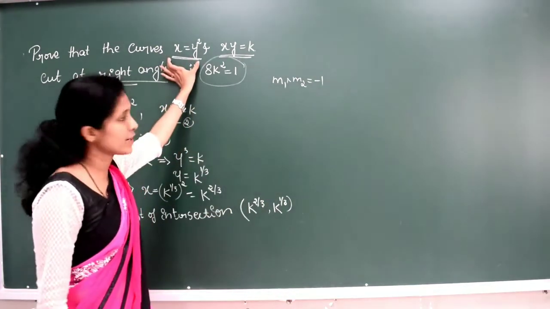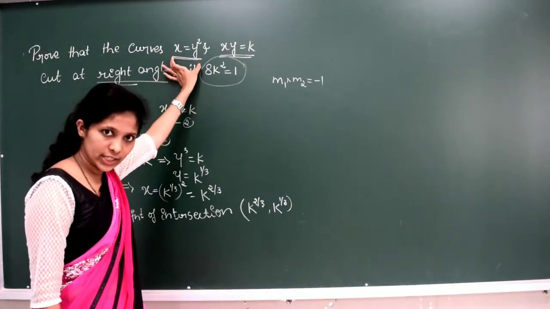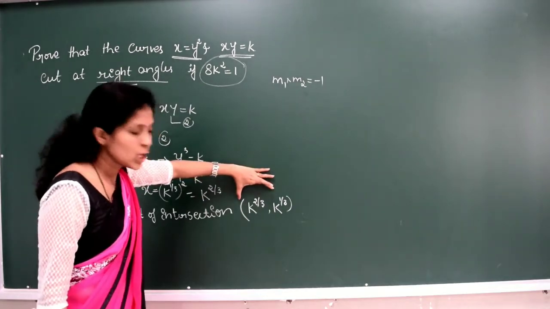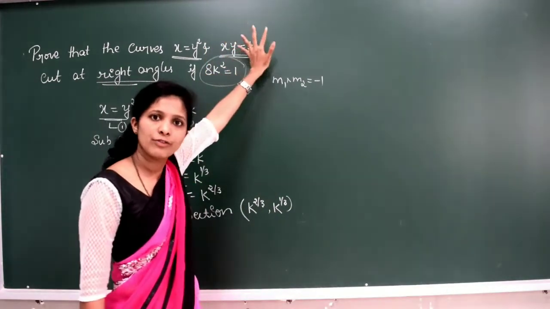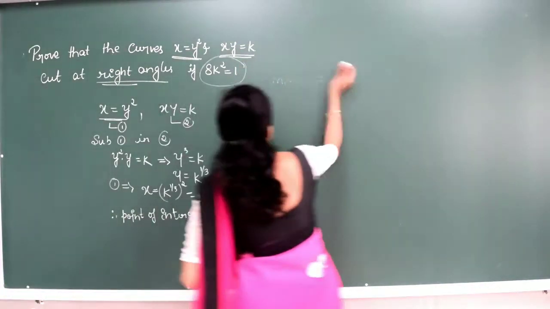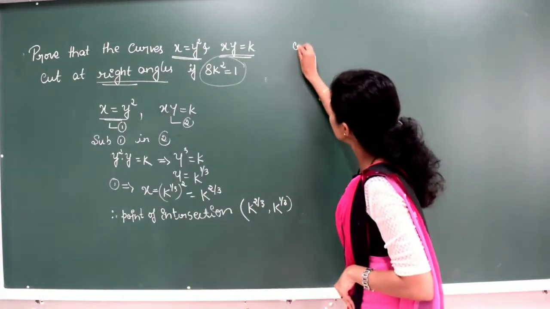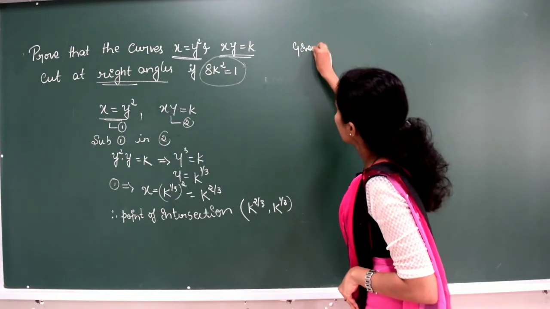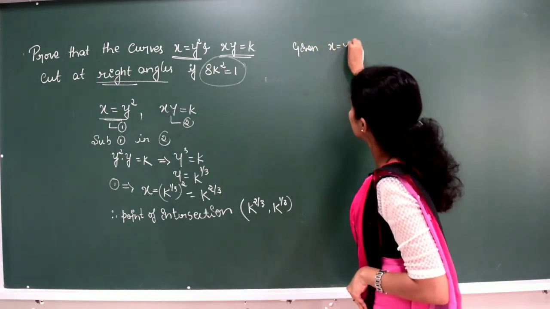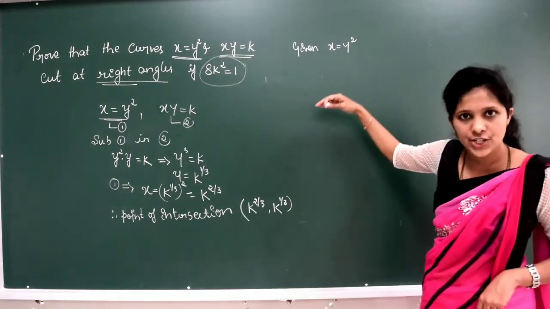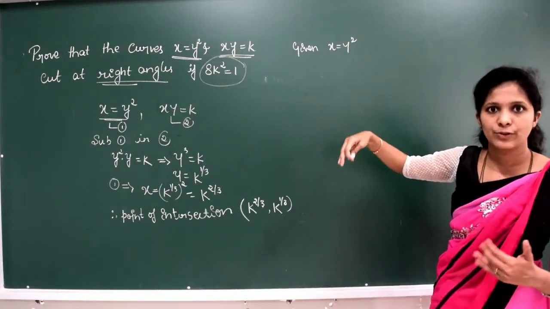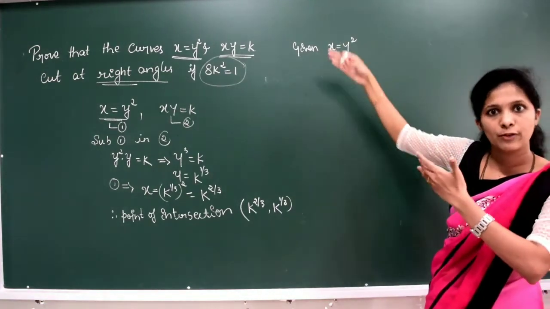So for that we will find the slope of the first given curve at the point k to the power 2 by 3 and k to the power 1 by 3, and then we will find the slope of the second curve. First, given x is equal to y square. To find the slope we have to differentiate, right? dy by dx we have to find, so that it will give you the slope of that curve.